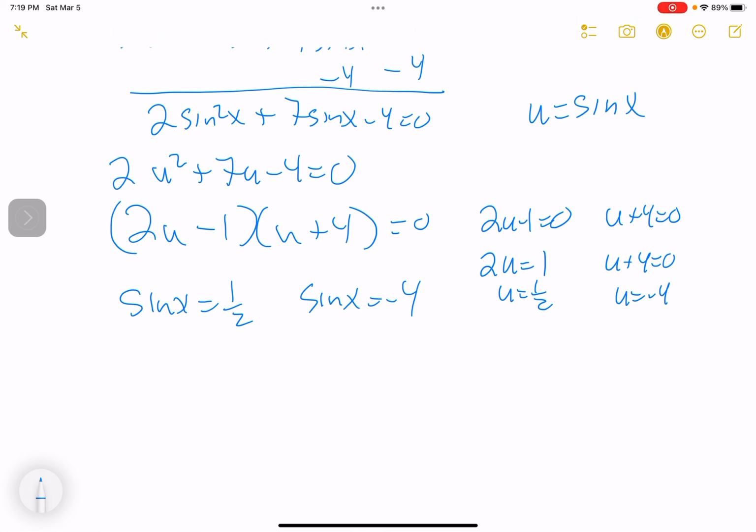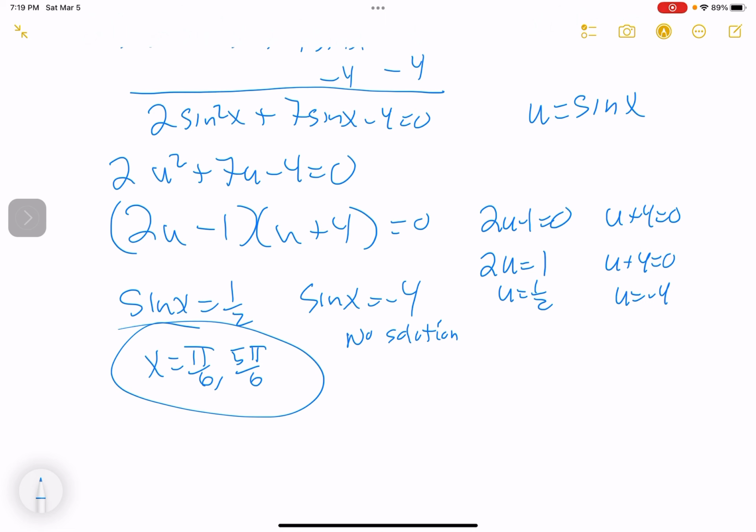For what values from 0 to 2 pi does x make sine of x 1/2? Well, that's when x is going to be pi over 6 and 5 pi over 6. What value of x makes sine of x negative 4? Nothing. So there's no solution there. So your solutions are these two here. Okay, I hope that helps.